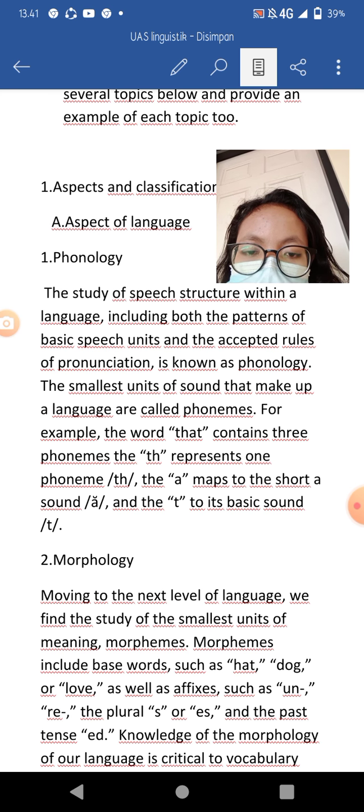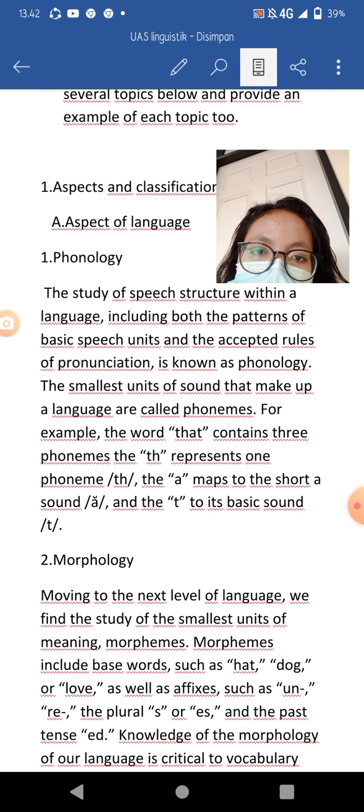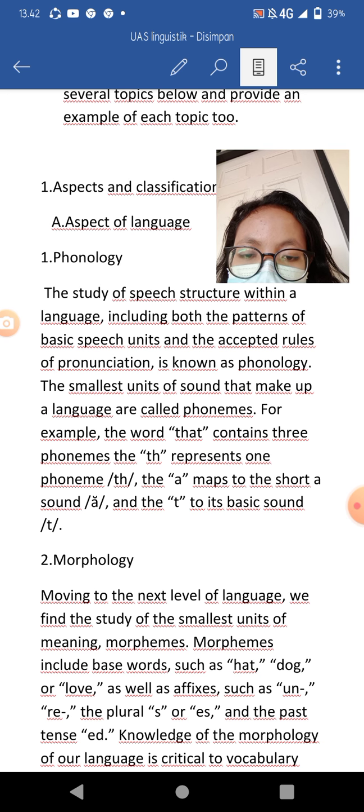For example, the word "that" contains three phonemes. The th represents one phoneme, th. The a maps to the short sound a, and t to its basic sound t.